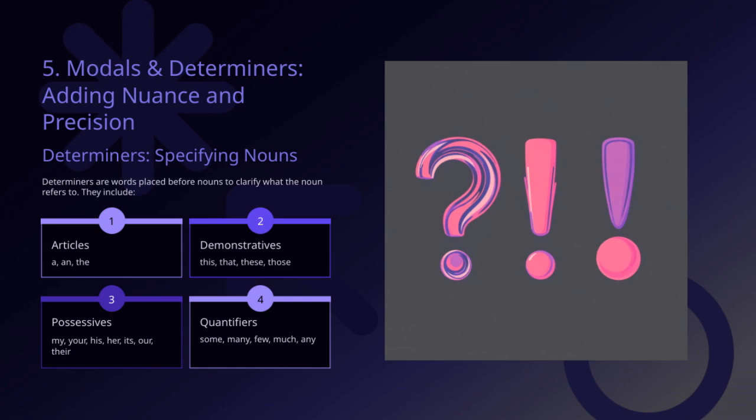So, in summary, these words, quantifiers, possessives, demonstratives, and articles, are all types of determiners. They work together to make our communication clearer and more precise by giving more information about the nouns we use.